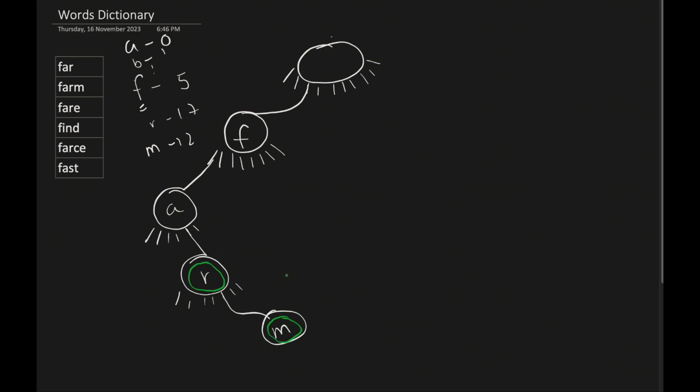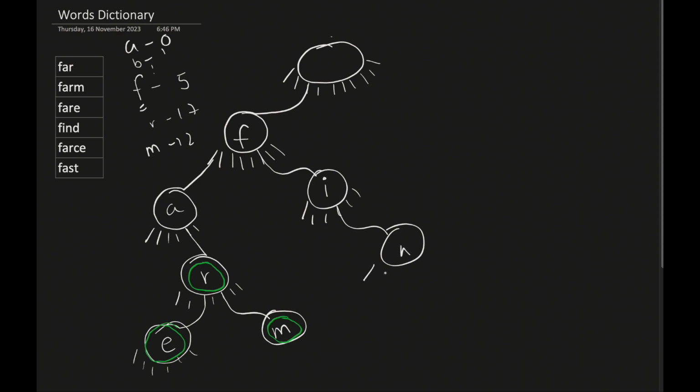Hence, farm is inserted. Similarly, when we go for fare, F-A-R-E, we are creating the node for E, and fare is also the end of a word. That's why this is the end. Now for find, we come from the root. F is there. I is not inserted, so we create a new node for I. Now N, like all of the indices we know, with empty pointers, and then D. And D is the final letter, so we are marking it as green.